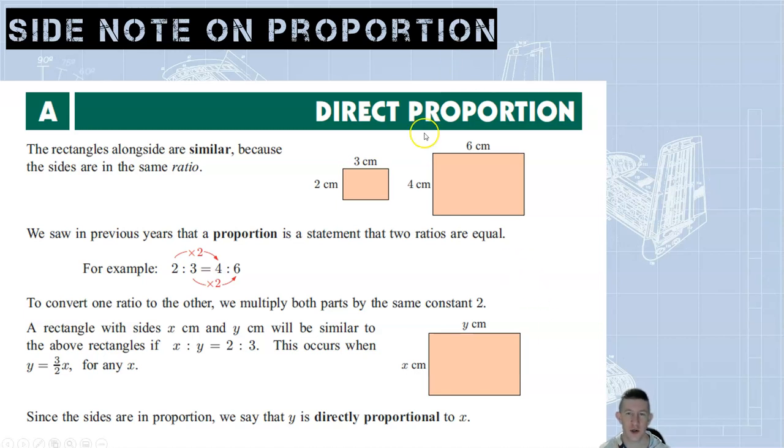So if we have a look at these two rectangles side by side, we would say that they are similar because they actually have the same ratio. On this one, you can see I've doubled the length. Here I've also doubled the length. So we would say these are proportional. Another word for that mathematically is to talk about similar.